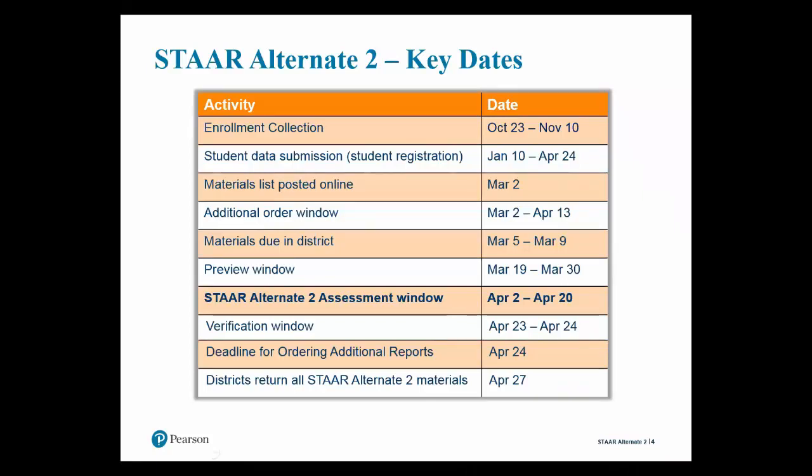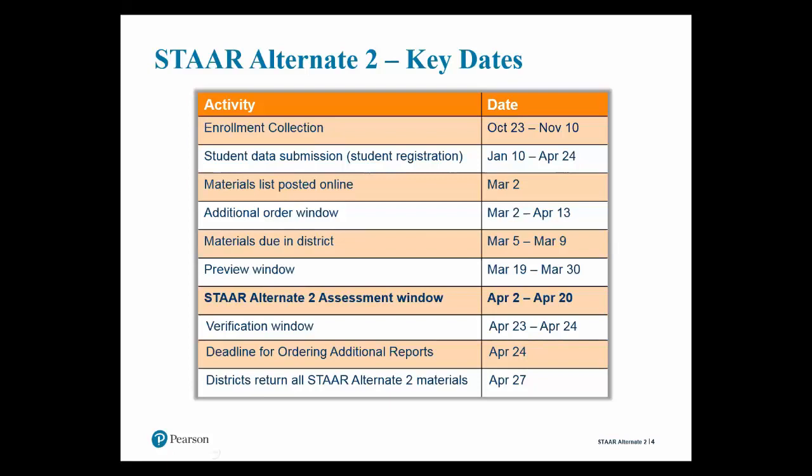March 5th through March 9th is when you should start receiving your materials. March 19th through March 30th is the preview window. This is where your STAAR Alternate 2 test administrators will be able to preview the test content, the test materials.